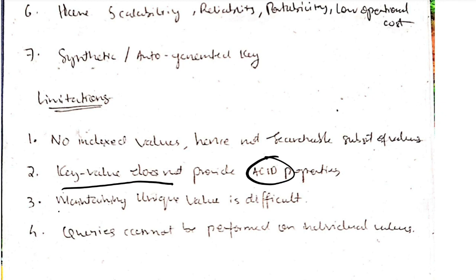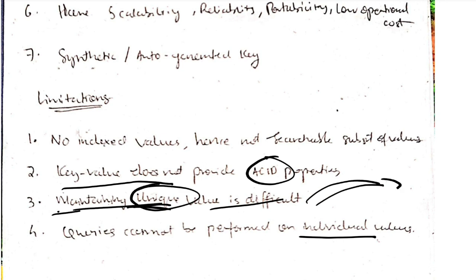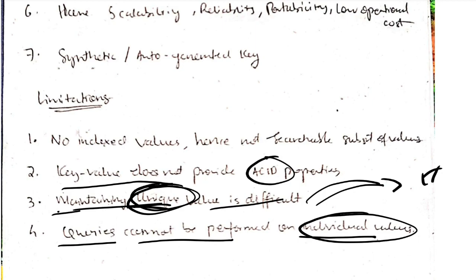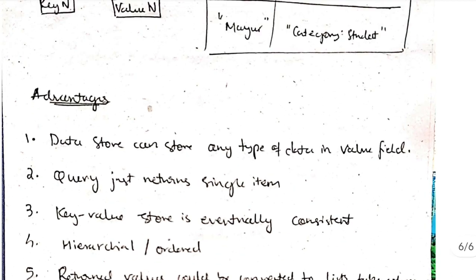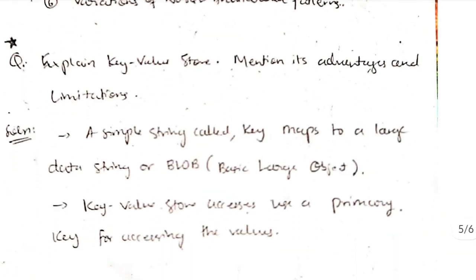Pretty simple. Maintaining unique value: U for unique and I for individual values. Maintaining unique value is difficult. When the database increases and a large amount of data comes, at that time maintaining unique value is difficult. Queries cannot be performed on individual values. Okay, so just remember that lock story. That was about the super important question, which is key value store and its advantages and disadvantages.